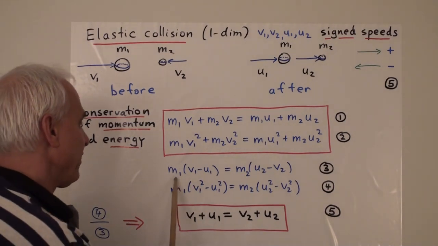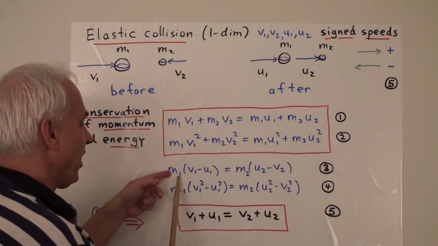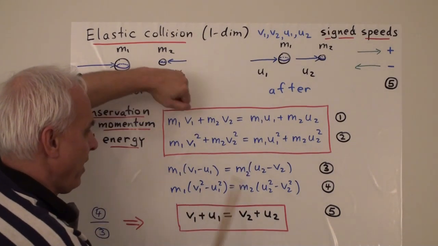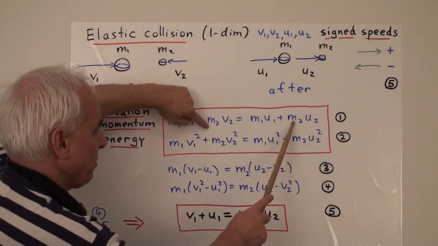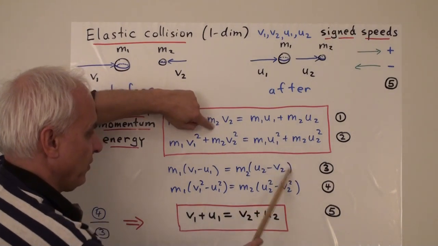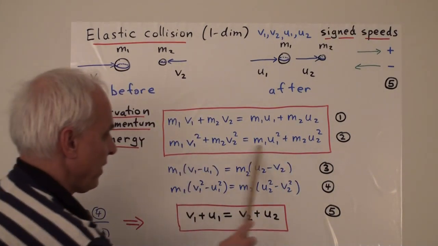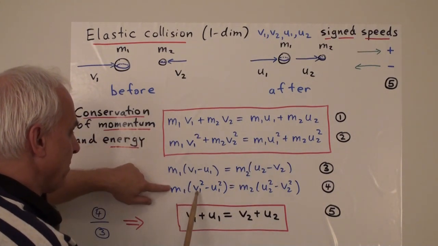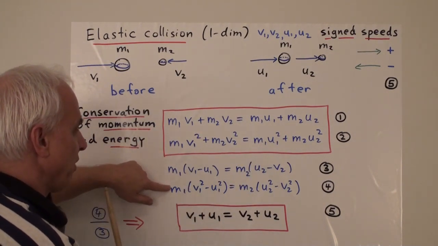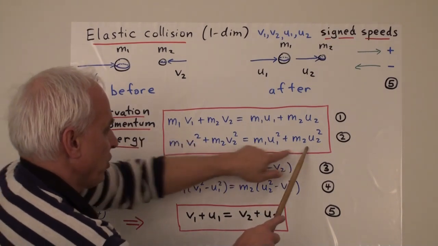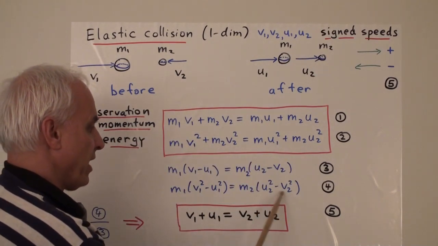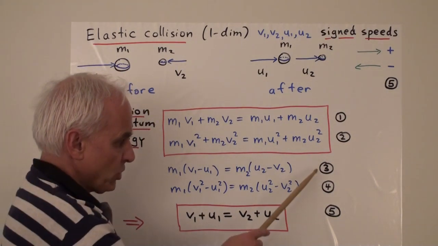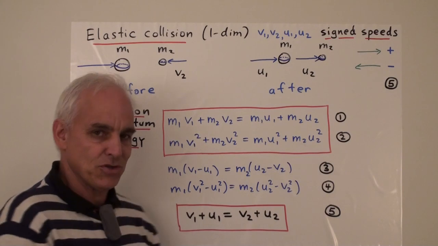So let's bring the m1 terms here to one side. So m1 times v1 minus u1, these two terms. And on this side we'll have m2 terms with u2 minus v2. And we'll do the same thing for this equation here. Bring the m1 terms to one side, so m1 times v1 squared minus u1 squared. And bring the m2 terms together, u2 squared minus v2 squared. And let's call those 3 and 4. So these are just rewrites of equations 1 and 2.